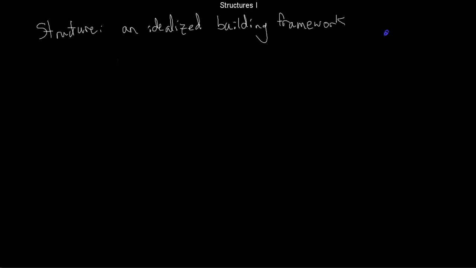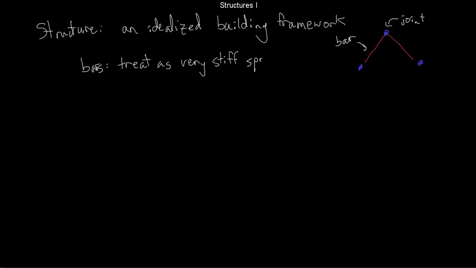Bars are going to be long, stiff rods. We're going to model them very much like springs with a very high spring constant. So they'll never bend, they'll only stretch and compress. And these bars are going to be connected by some universal joints that can swivel in any direction. In this video, we're only going to treat the two-dimensional case, and we'll treat the three-dimensional case in Structures 2 that's coming up. So again, bars are going to be treated as very stiff springs.